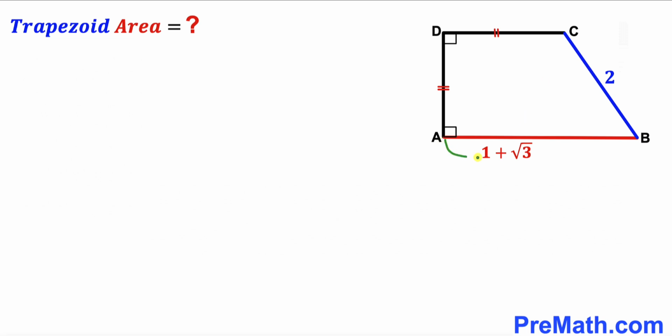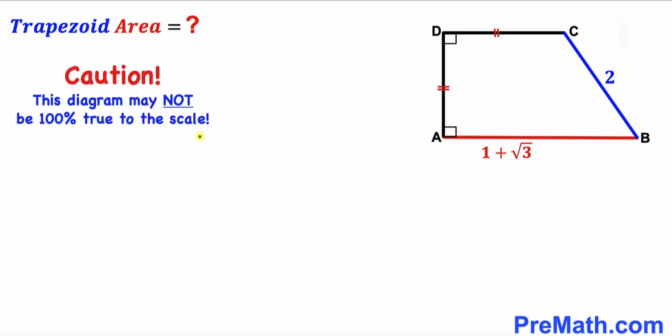We have got this trapezoid ABCD, as you can see in this diagram, such that its side length AB is 1 plus square root of 3 units, whereas this other side length BC is 2 units, and these angles are 90 degrees each. And furthermore, this side AD equals this side CD. Now our task is to calculate the area of this trapezoid ABCD.